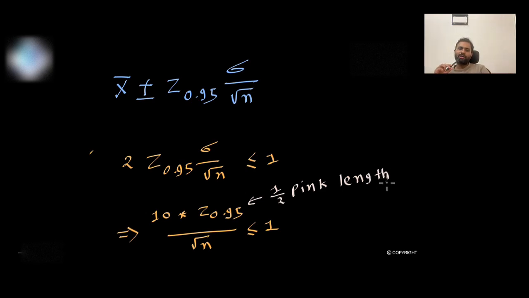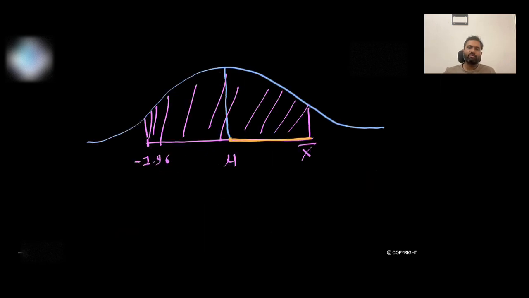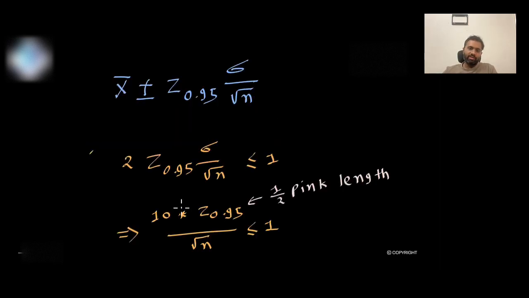So this is half times the pink length only. You just calculate for which value half times the pink length occurs. The pink region is the probability that I am 95% sure that the difference between them is half times the pink length. So for that you will consider minus 1.96 and plus 1.96. So 1.96 is the corresponding Z multiplier. Okay, so it is important that you identify the Z multiplier correctly and simplify this equation. You get n equal to, I think, 19 or 20 is the correct answer.